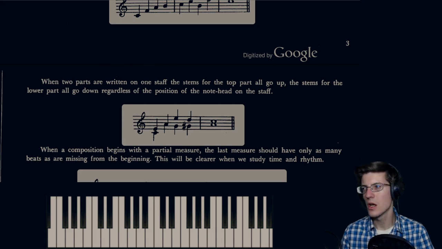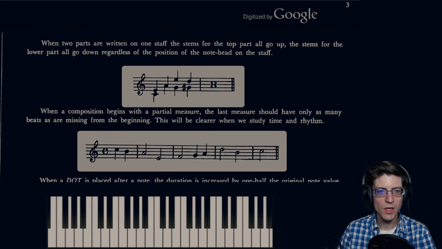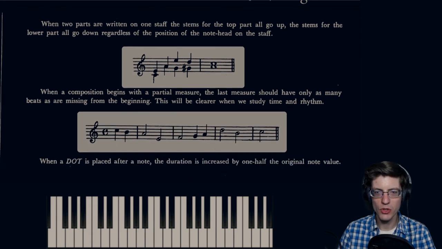So you'll see this a lot in choral music, close-form choral music, hymn writing, chorales, where you have multiple parts using the same staff. This is how you separate them, so that people can use the same music and know exactly what their parts are. When a composition begins with a partial measure, the last measure should have only as many beats as are missing from the beginning. This will be clearer when we study time and rhythm.